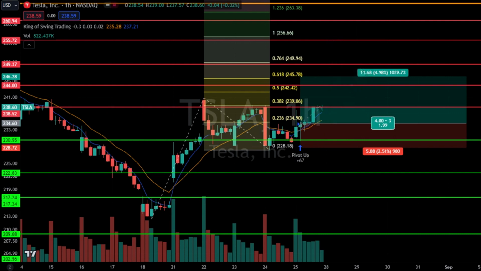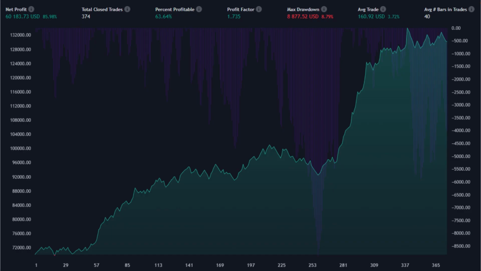Now, as promised, you probably have been looking at the 5% take profit and 2.5% stop loss and wondering, how did I arrive at those? By backtesting the algorithm for the past 5 years, I can see the optimal take profit and stop losses by getting a good percent profitable and profit factor.